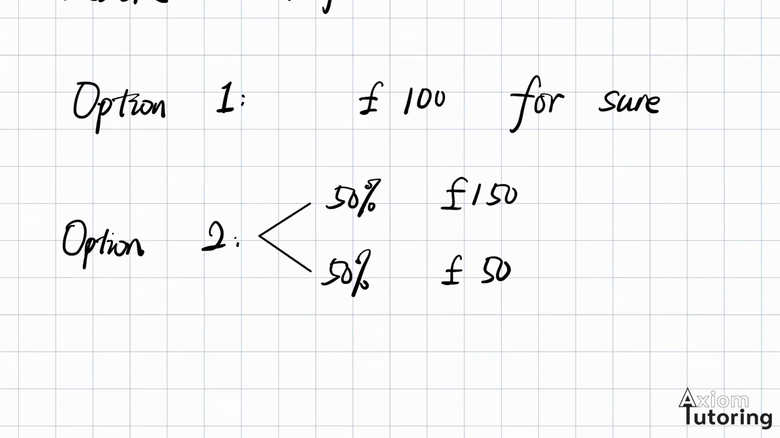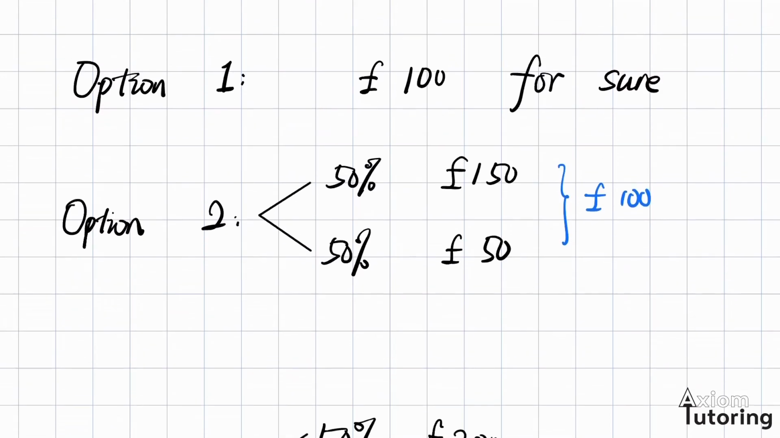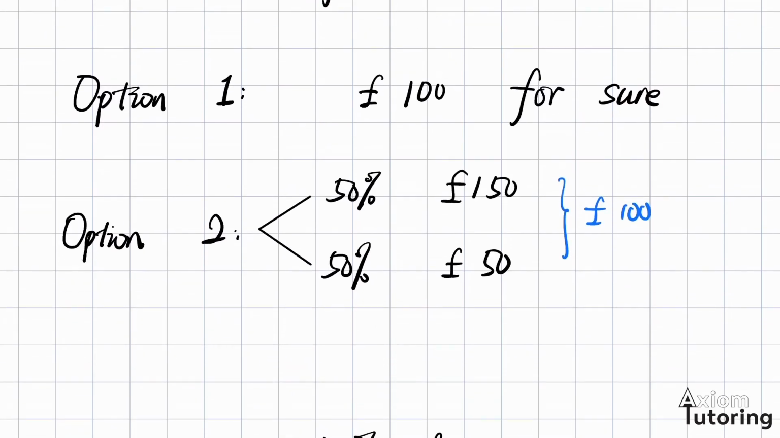So suppose I have a second option here in which we'll be rewarded £150 with 50% probability, and the other 50% of the time we will just receive £50. So on average, that is still £100. Right? So the expected value for this option is still £100. But what is the risk associated with this option? We can calculate the risk, or the standard deviation, for this option.